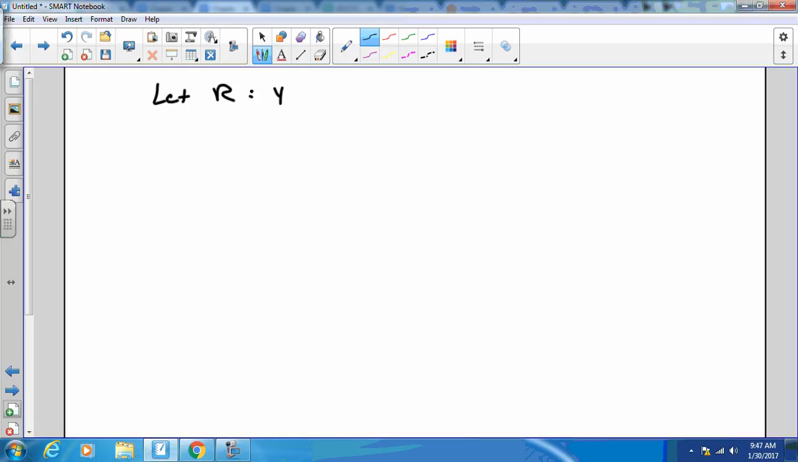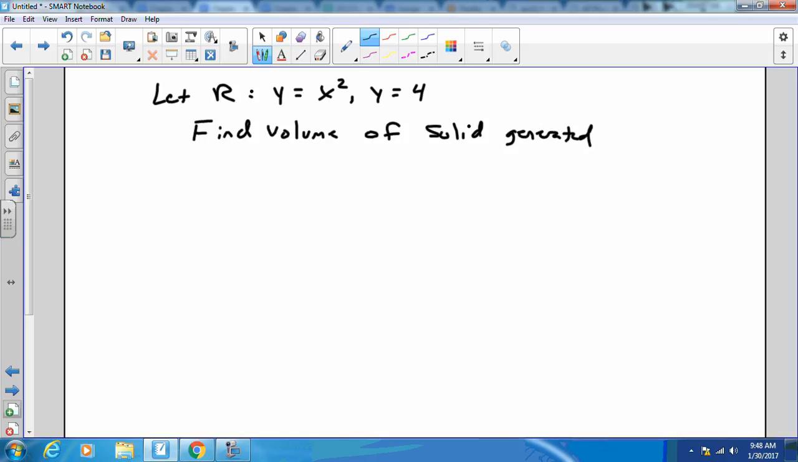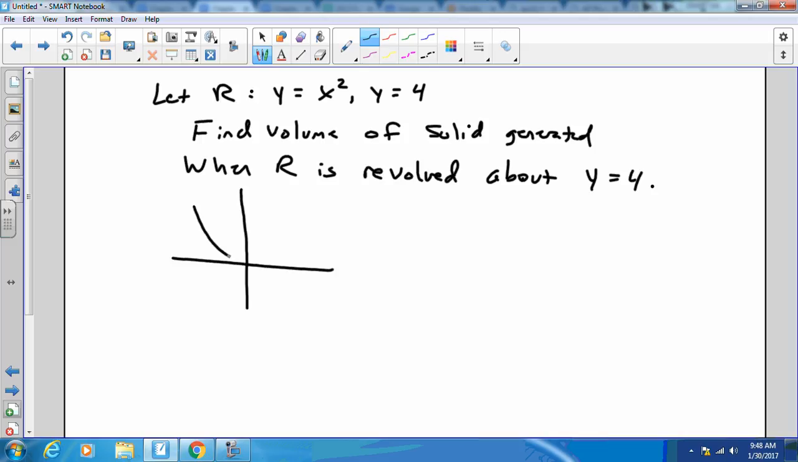Now, let R be defined by y equals x squared and y equals 4. Find the volume of the solid generated when R is revolved about the line y equals 4.